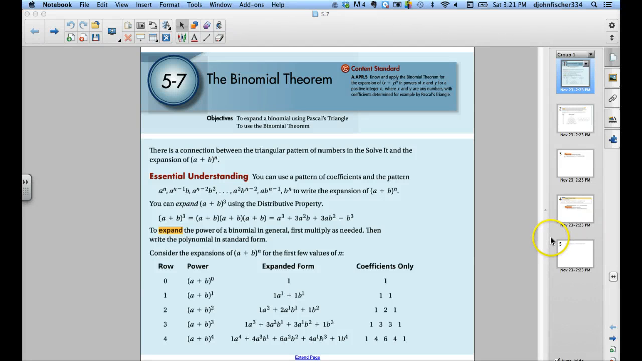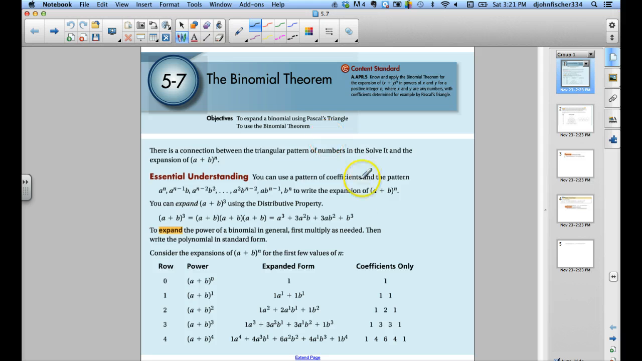Okay, we're going to do section 5.7, which is the binomial theorem. We're going to expand binomials using Pascal's triangle, and we're going to use the binomial theorem. When we say expand, we're going to take expressions like (a + b) to the n, like (a + b) to the third, and FOIL it out. We would have to multiply everything together to get this equation.